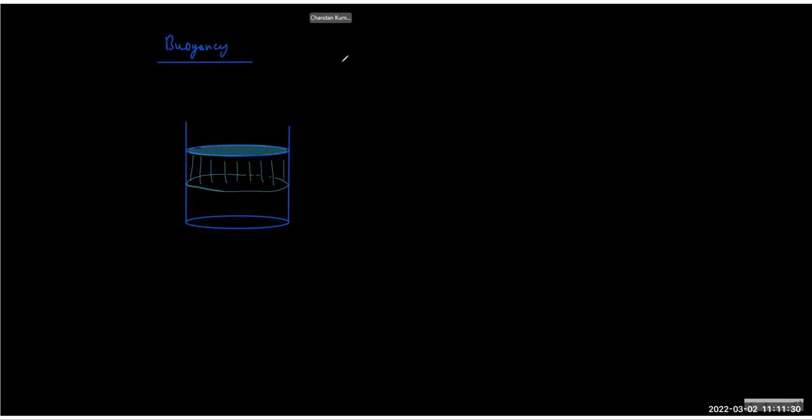Now, if you think of this part and draw the FBD, it will show mg acting below. So the obvious question is, who is stopping this part from going down? Why is this at equilibrium? That's the question. If you consider this as a system, then why is this at equilibrium? We can say the liquid below it is exerting some force, correct?